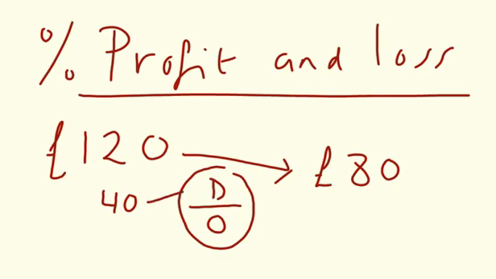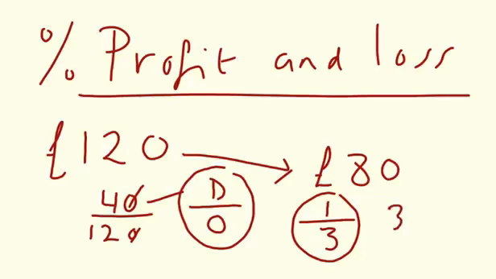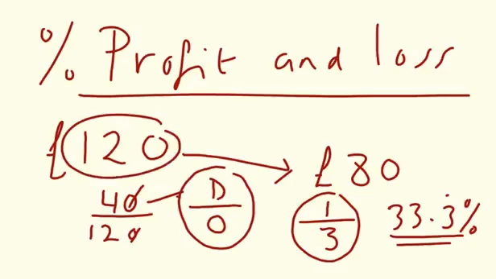So difference is 40, yes? And the original is 120. When you cancel these fractions, you get 1/3. 1/3, as we know, is 33.3 recurring percentage. That's the loss. So you find the difference, which is 40, divided by the original, which is 120, which will give you a fraction of 1/3. And we've done this, convert fractions into percentages. 1/3 is 33.3 recurring. Recurring means it goes on forever, it doesn't stop, it's eternal.